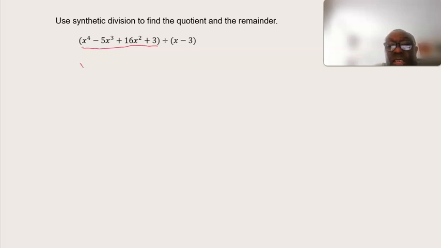So to write it in descending order, it will be x power 4 minus 5x cubed. So the term for x cubed is there, plus 16x squared. And then we don't have the term for x power 1, so we add 0x and then plus 3. We are dividing this by x minus 3.